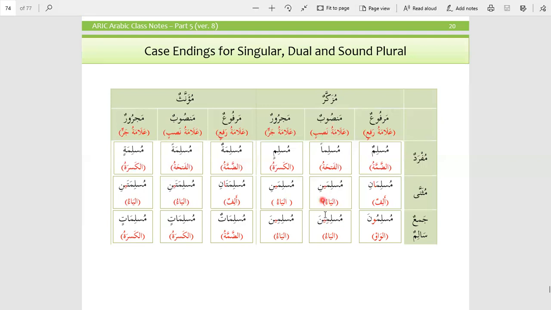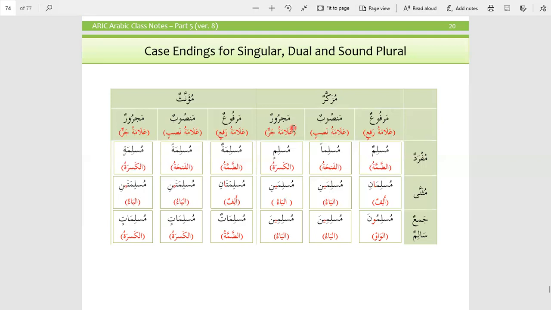We said we are going to look at why, what are the causes of mansubun case, but know that we have this word in mansubun case. Muslimina, and the ya is showing us the sign of nasb.